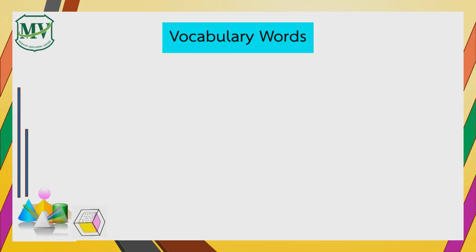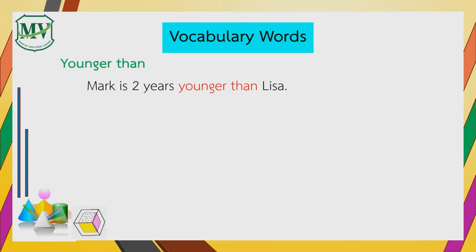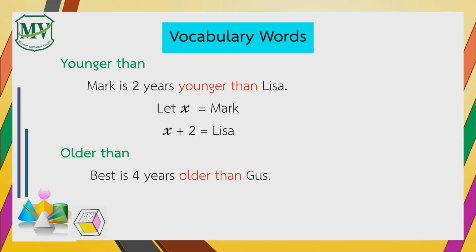Let's have some vocabulary words before going to another word problem. Younger than. Mark is 2 years younger than Lisa. Let x equal Mark. So our equation, x plus 2 is equal to Lisa. Older than. Bess is 4 years older than Gus. Let x be equal to Gus. So our equation, x plus 4 is equal to Bess.